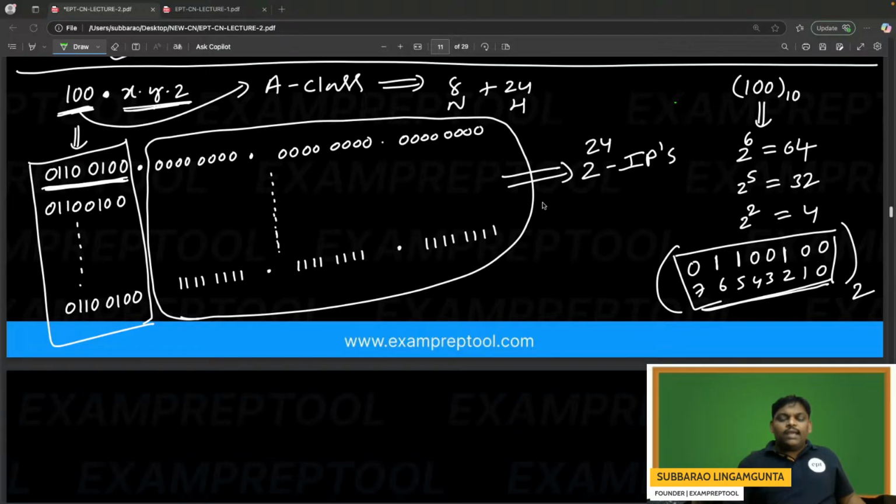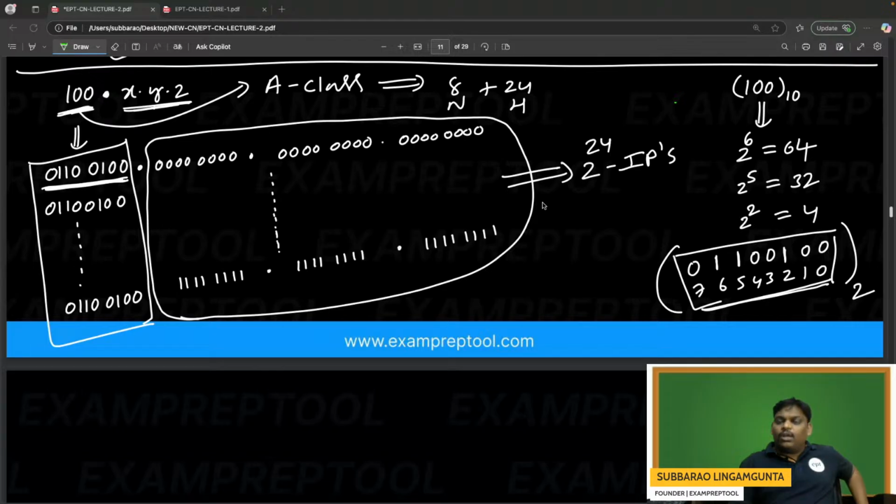One class A network contains how many IPs? Give the answer, everyone. 2 power 24? Yes, we are talking about one class A network, and that network number is 100.